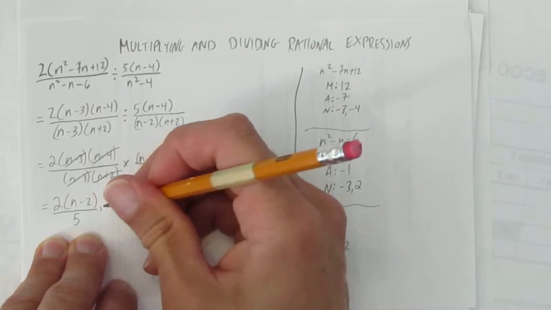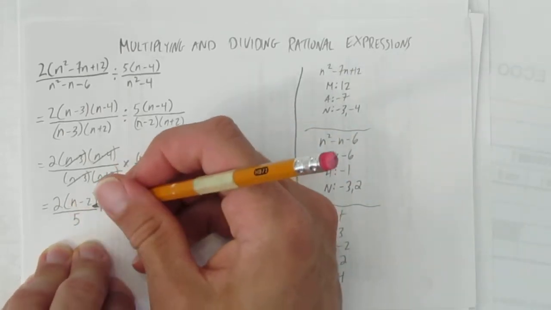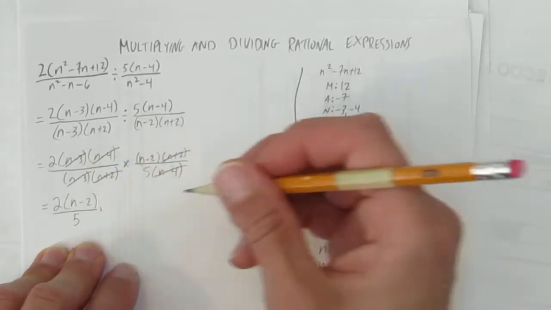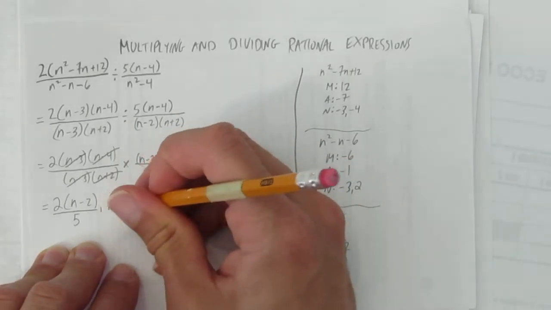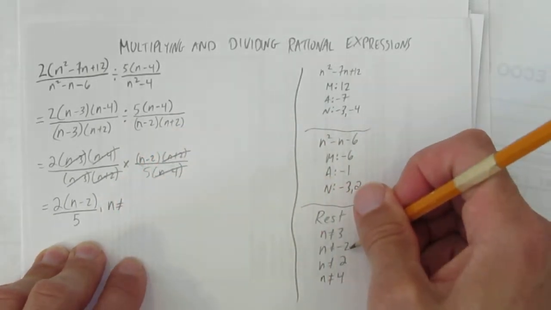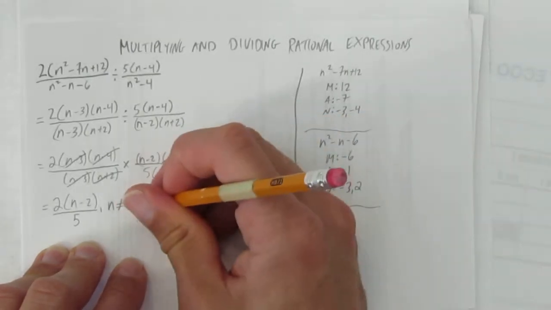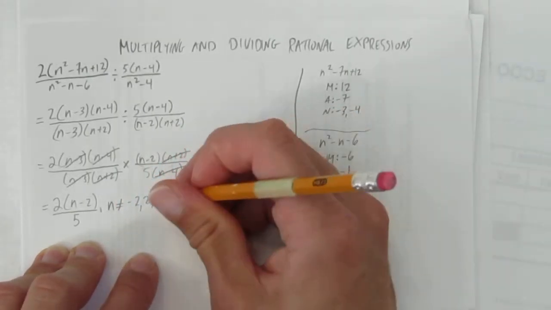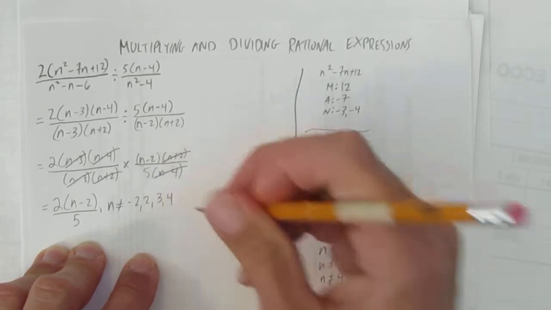Important note, a lot of people make this mistake. Your final answer is not just an expression, it's an expression with the restrictions, and I need to state those restrictions in order. n cannot equal, in numerical order, negative 2, or positive 2, 3, or 4.